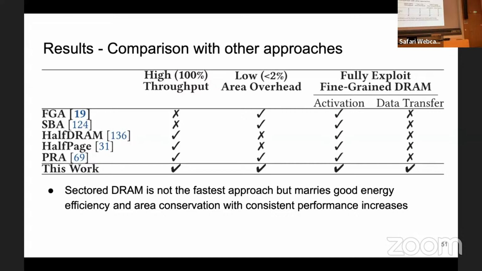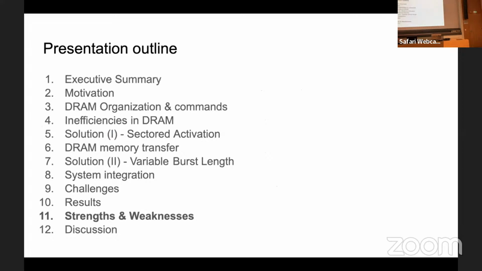Okay, so this was sort of the aim of the authors. They wanted to implement something that had a high throughput with a very low area overhead, and changed both the activation and the data transfer. That's both the sectored activation and variable burst length that I introduced earlier. It's not the fastest approach, but it marries good energy efficiency and area conservation with consistent performance increases.